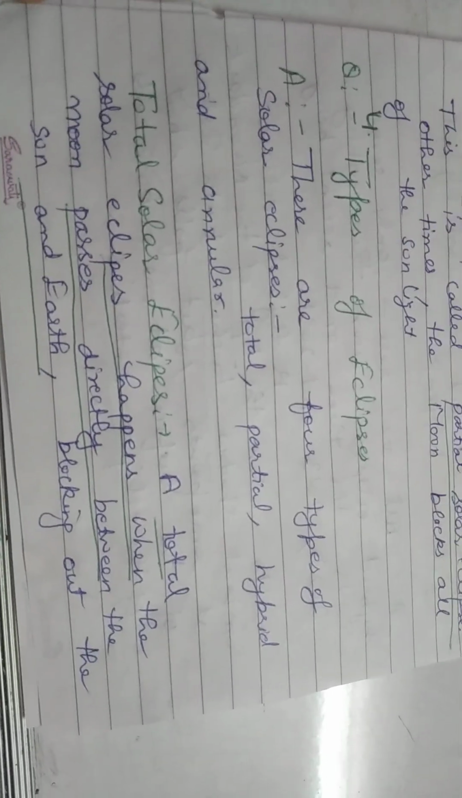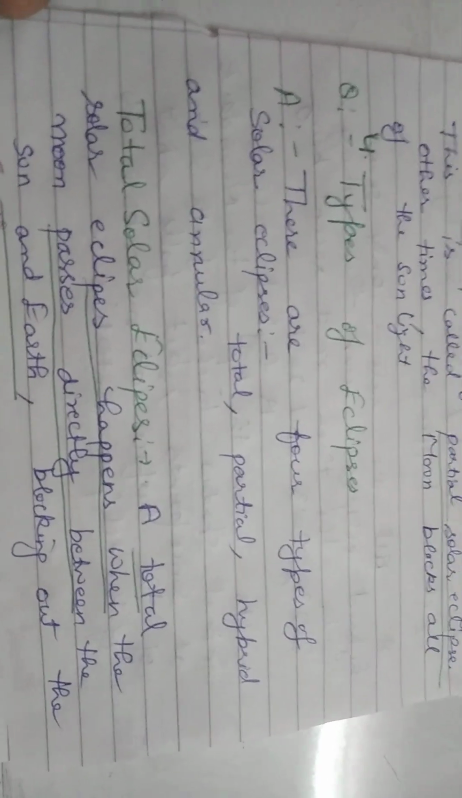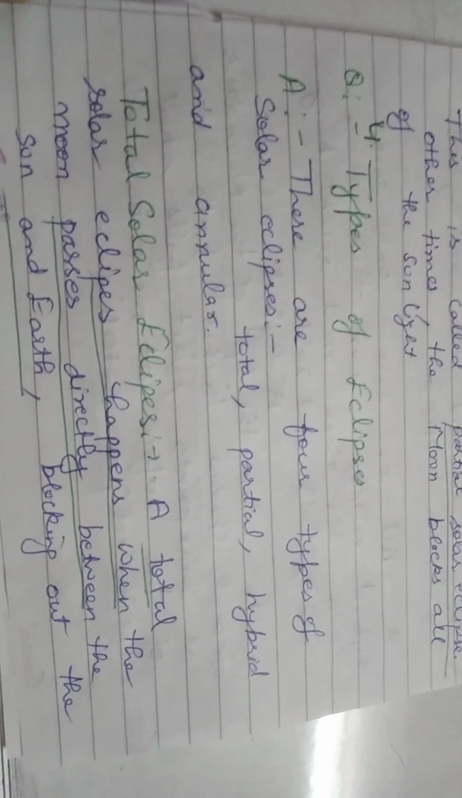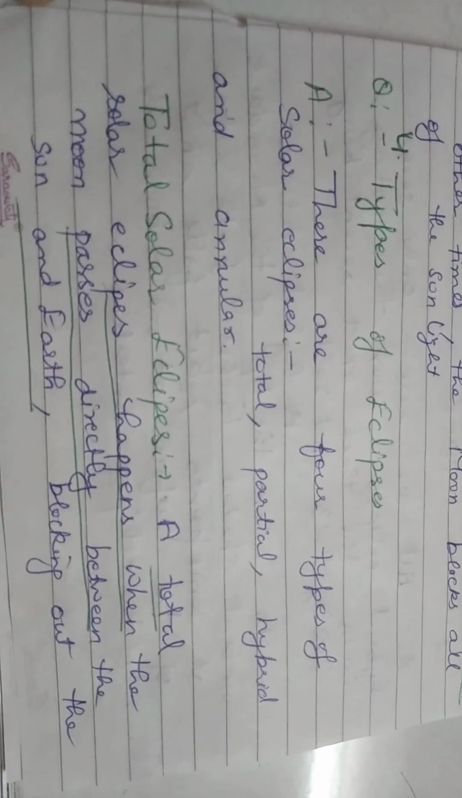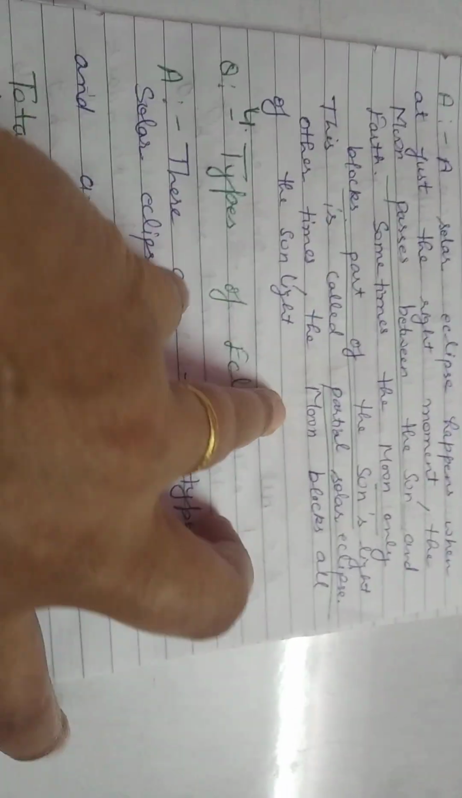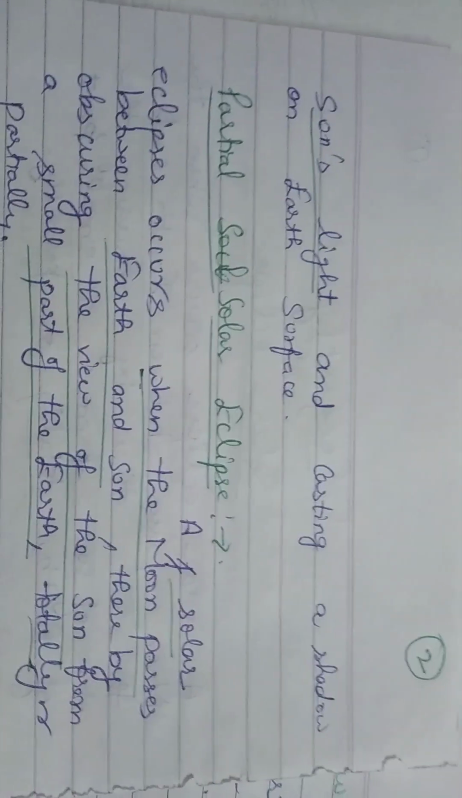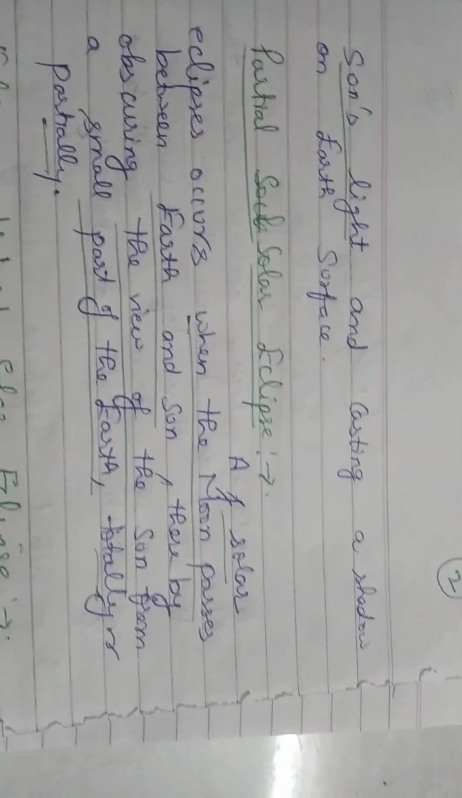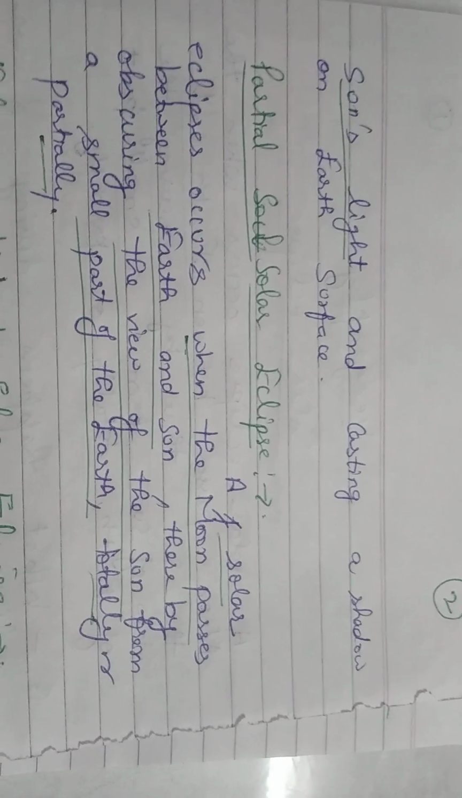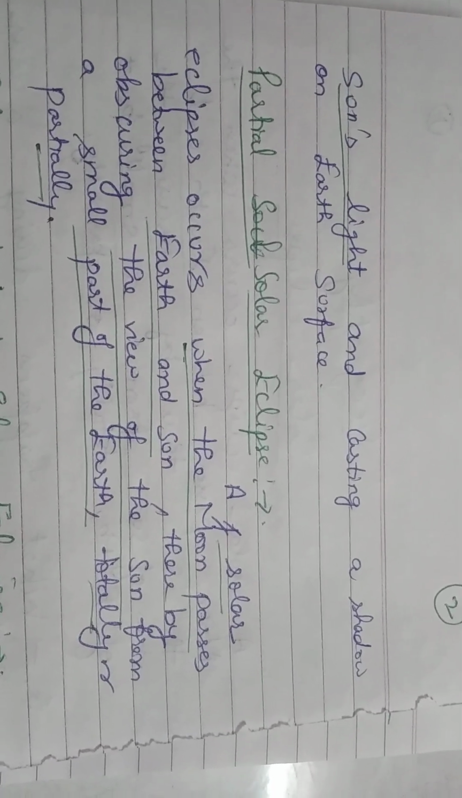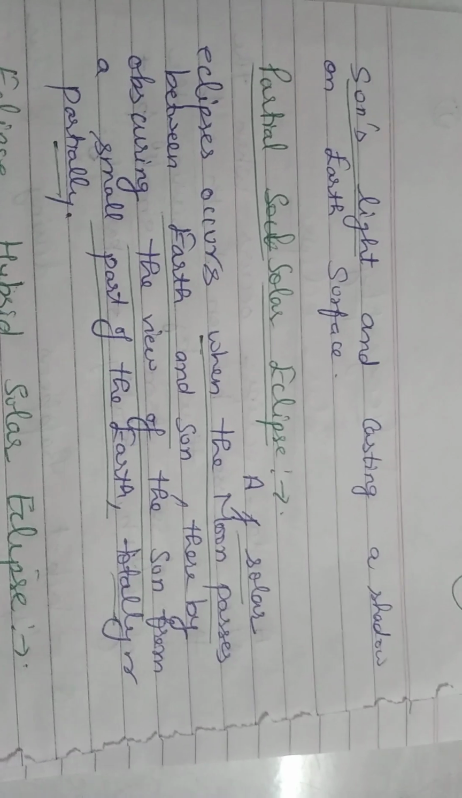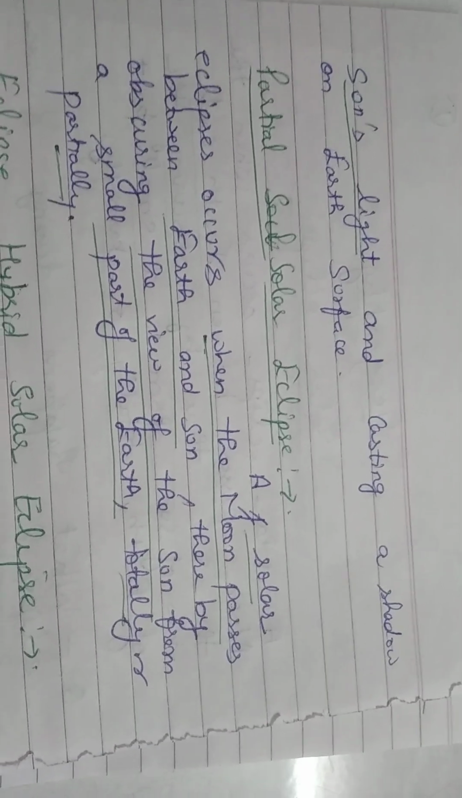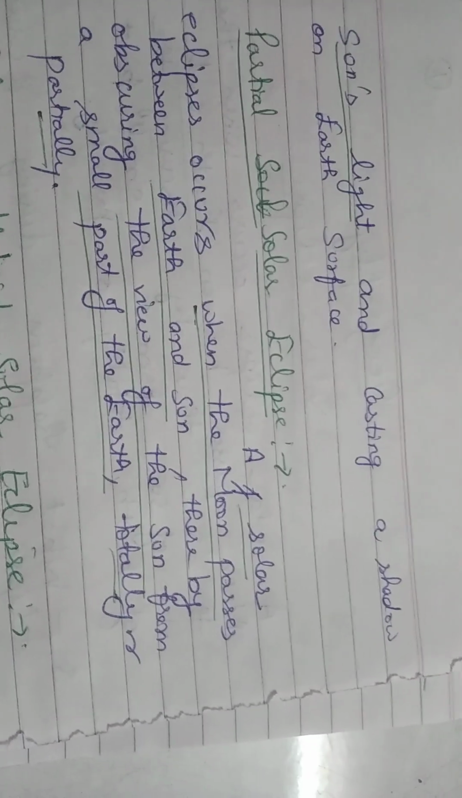So, total solar eclipse. A total solar eclipse happens when the moon passes directly between the sun and the earth, blocking out the sun's light and casting a shadow on the earth's surface. Then it is a total solar eclipse.